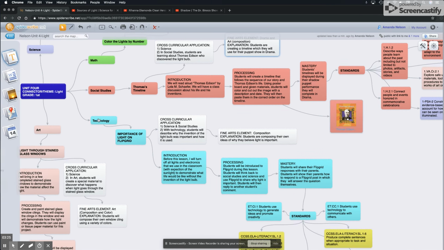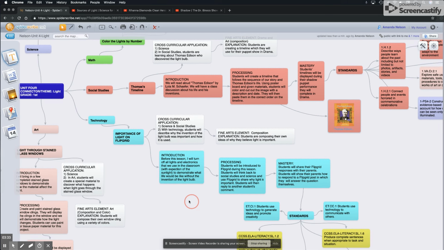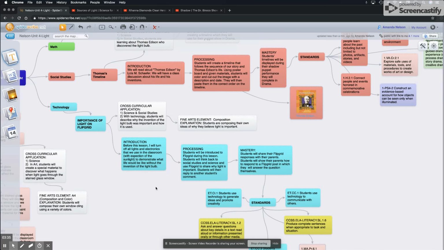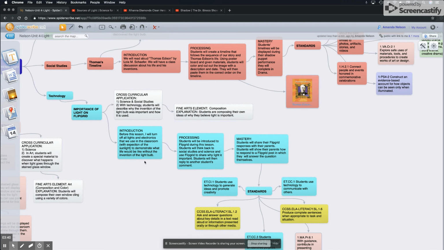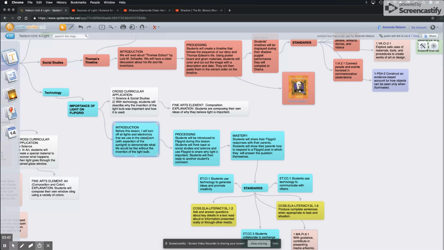Then moving right along to technology, we're going to talk about the importance of light, and we're going to do that through Flipgrid. Before the lesson starts, I'm going to actually shut off all the lights in the classroom, with the exception of sunlight. I'm going to let some sunlight in because first graders get a little bit nervous in the dark. I just want to demonstrate to them what life would be like without the light bulb.